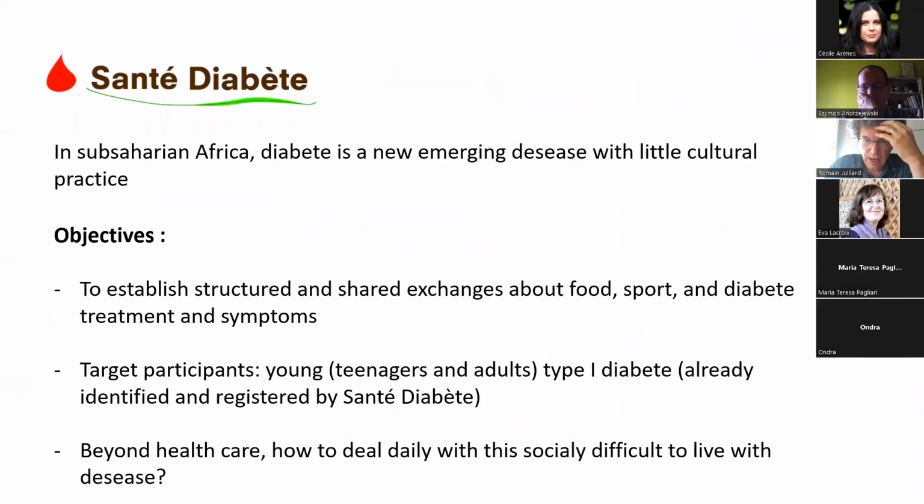So the application we are working on is with an NGO working in Mali, in Africa, about diabetes, which is a new emerging disease there, as in many places in the Global South. The project is to develop and share structured data about the relationships between food, sports, physical activities, treatments and symptoms around diabetes. We will do this citizen science experiment with young people having type 1 diabetes, who are already registered, which facilitates access to this secure platform.